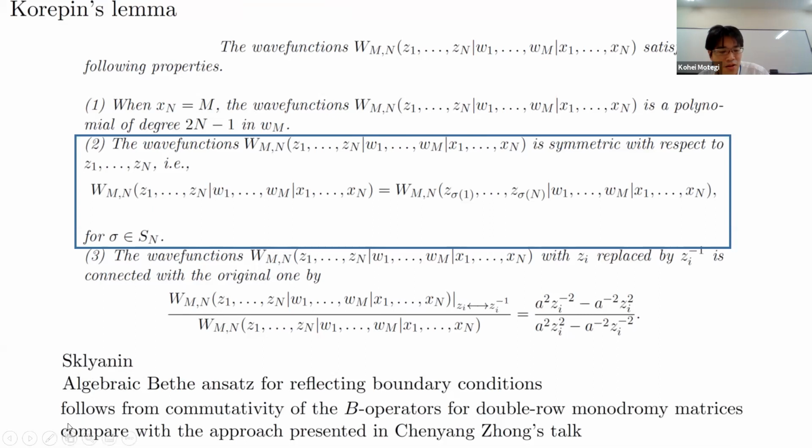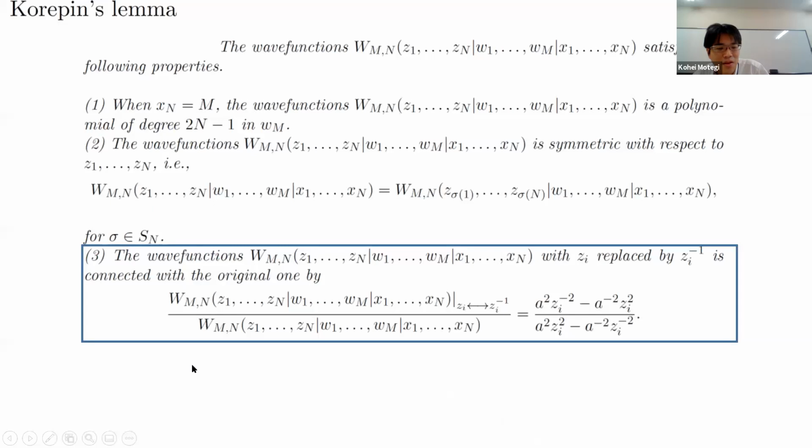And you can see also in Chen-Yan's talk about proving this kind of symmetry, and so the argument by Sklyanin and Chen-Yan's talk may look different, but Sklyanin's approach is more algebraic, so maybe some people think it doesn't look similar, but also about the symmetry.